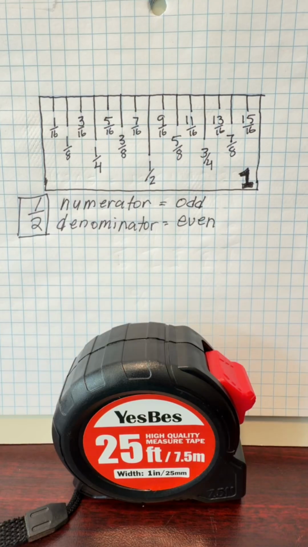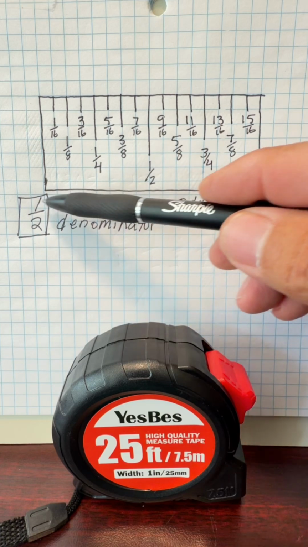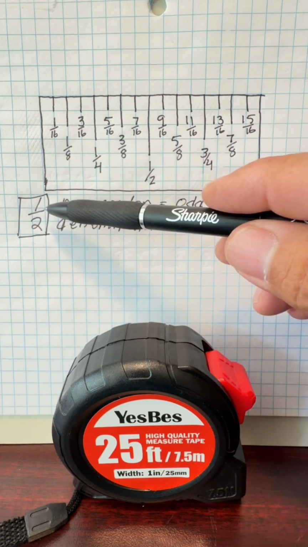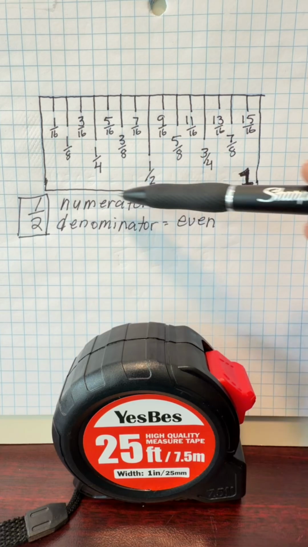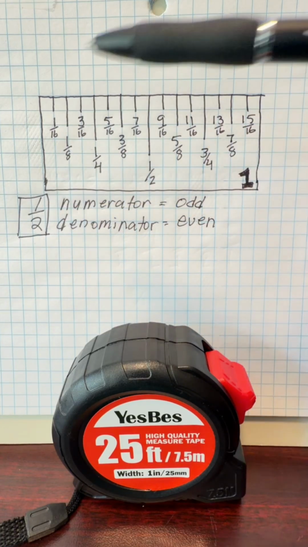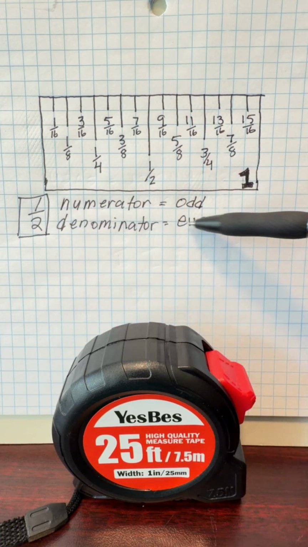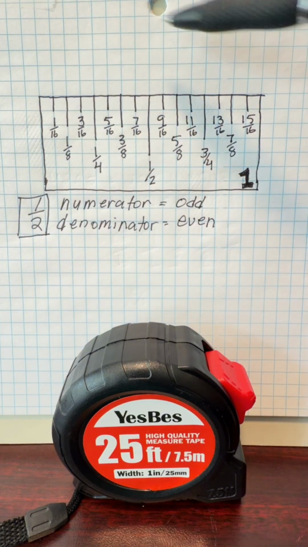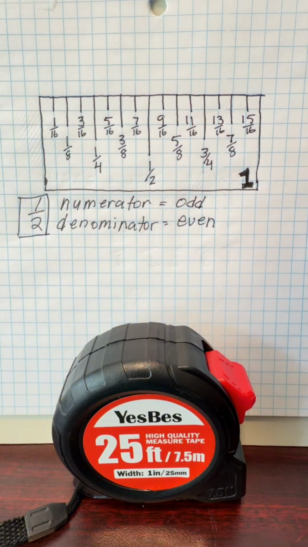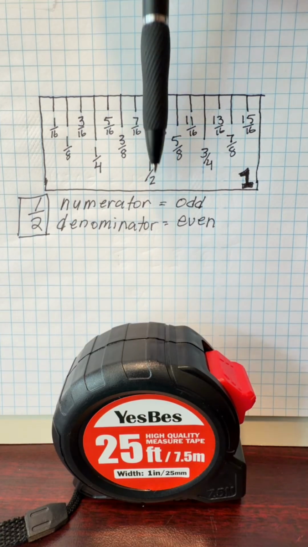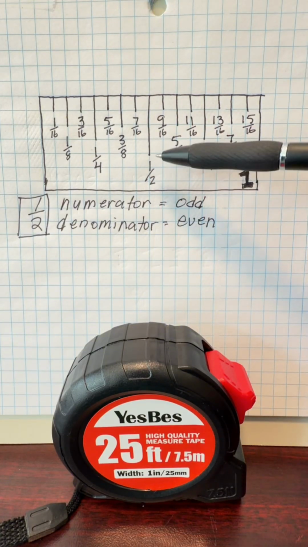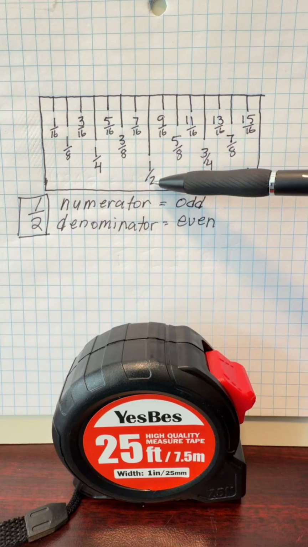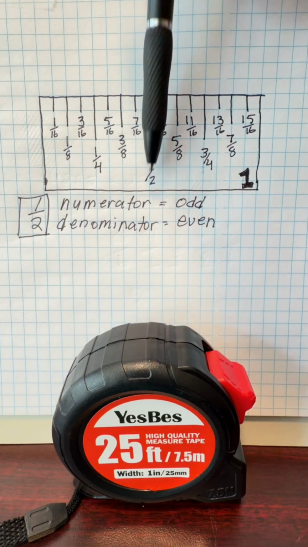There's one thing that I really want you to take away from this, and that is that we are dealing with a fraction, and that fraction will always have an odd numerator, that's the number on top, and an even denominator. So let's start to break up our inch into the different increments. The very first increment that we're going to break it is down the middle, right in half. Now if you notice, the half is an odd numerator with an even denominator. So that's our very first increment.